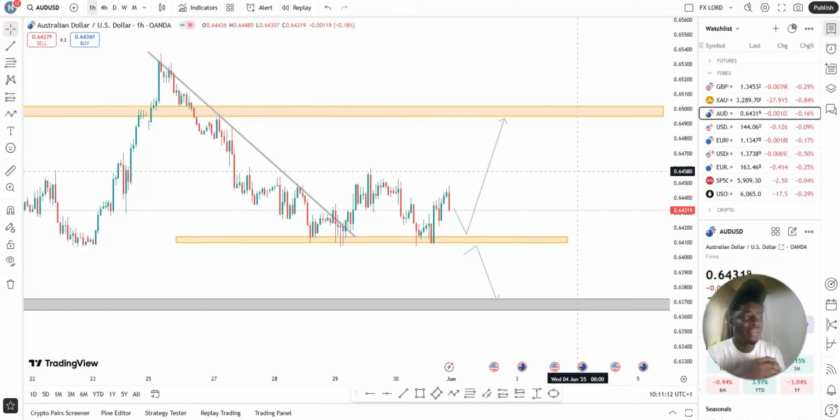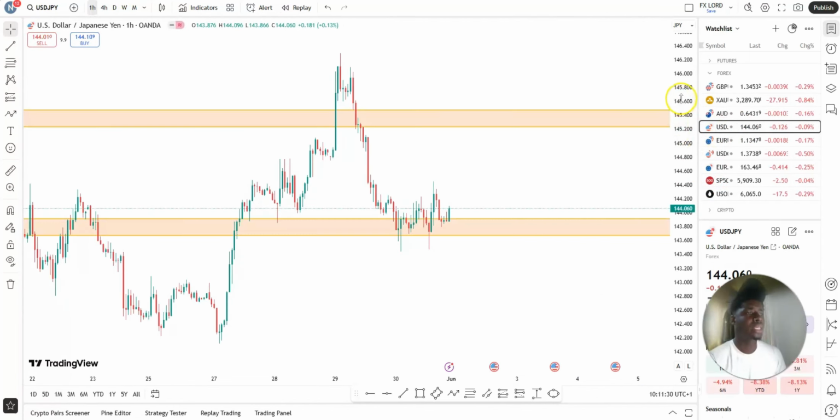Nothing really much. Everything looking simple. We want to keep the chart as clean as possible. Of course, there are other things we can draw on the chart, but we want to keep this as clean as possible, right?